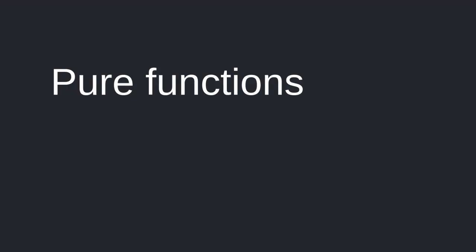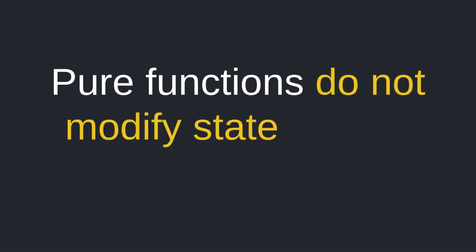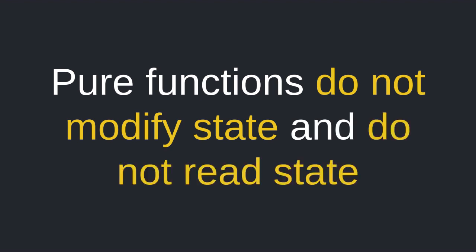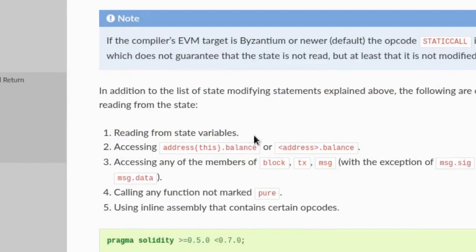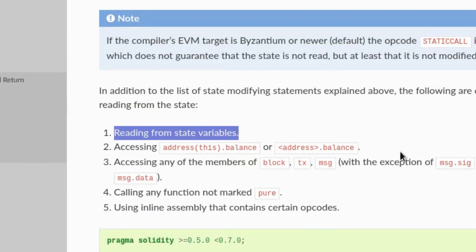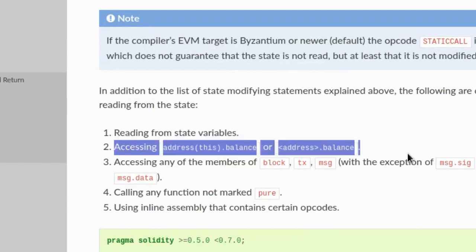View functions promise not to modify the state. Pure functions make a stronger promise. Pure functions promise not to modify state, like view functions. In addition, they also promise not to read the state. According to the Solidity documentation, the following are considered reading from the state. Reading from state variables. Accessing the ether balance of an address.